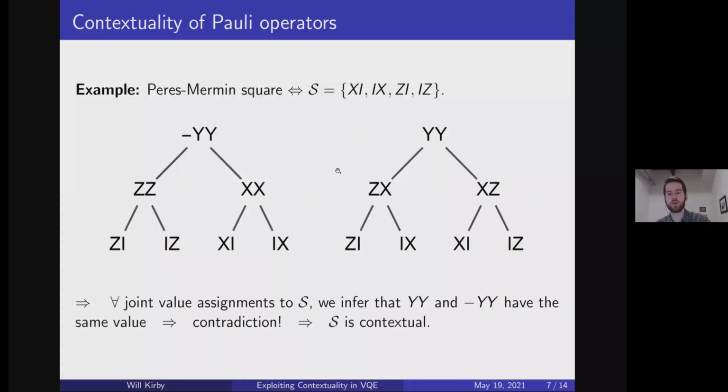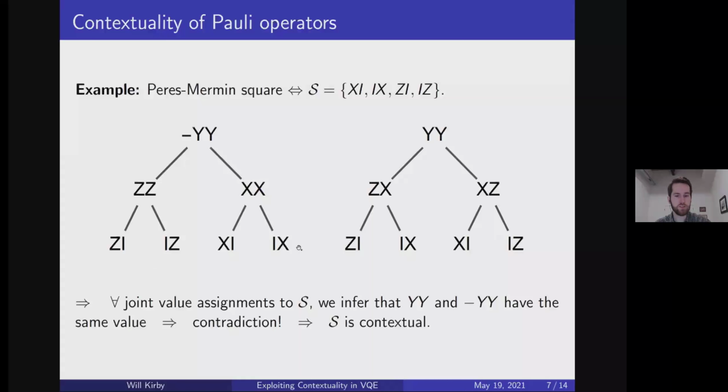So let's see an example quickly of how this type of strong contextuality can appear. Suppose S consists of Pauli X acting on each of a pair of qubits, and now also Pauli Z acting on each of a pair of qubits. Well, if we have some value assignment to S, we can infer the values of the additional operators that are shown in these trees, where each of these little 3 vertex subtrees is a single inference like we talked about before. So the child nodes commute and the parent node is the product of the children.